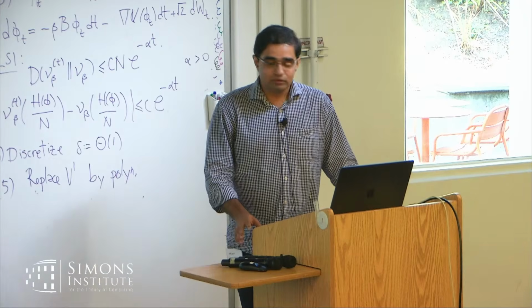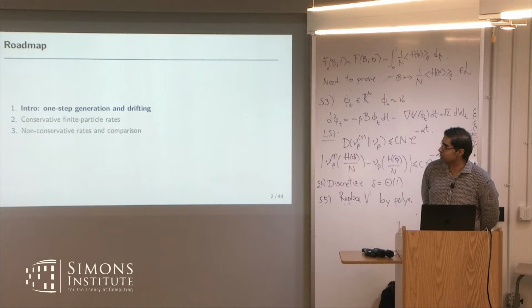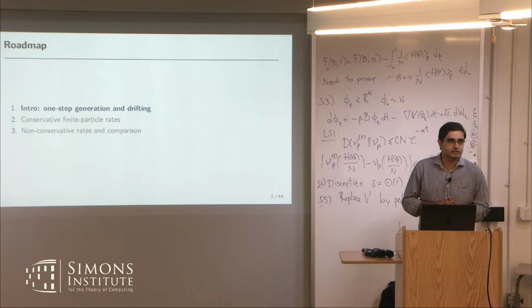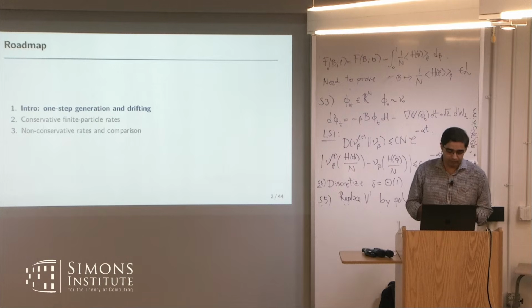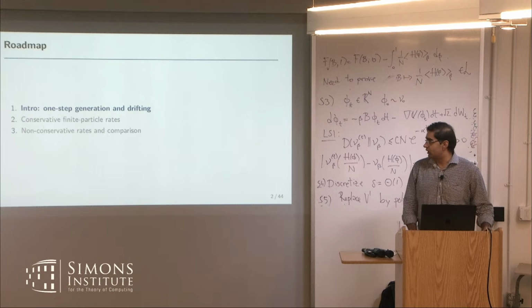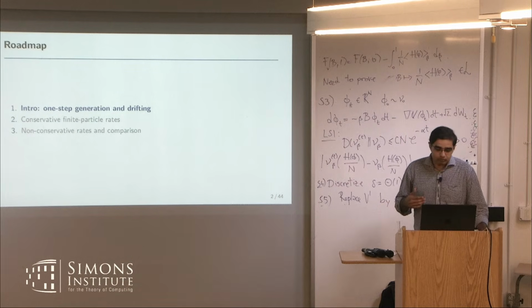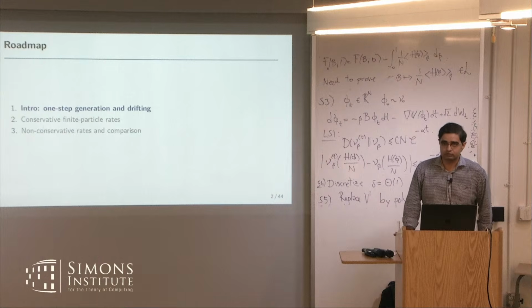All right, so here's the outline for this talk. I'm not sure if everybody in the audience has seen drifting models or knows the intricacies of them a priori. So I'm just going to spend some time introducing drifting models from scratch, and then discuss two types of finite particle rates for drifting models, one with a conservative velocity field and the other with a non-conservative velocity field.